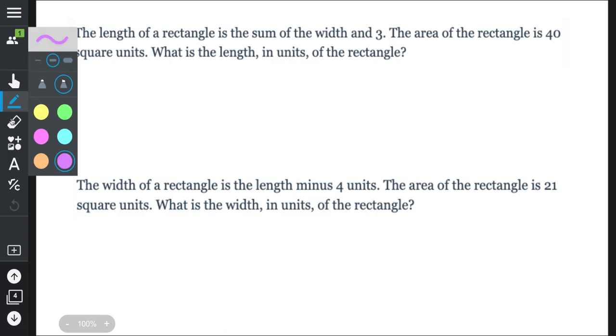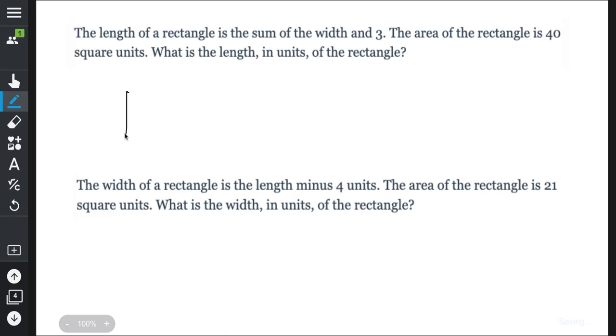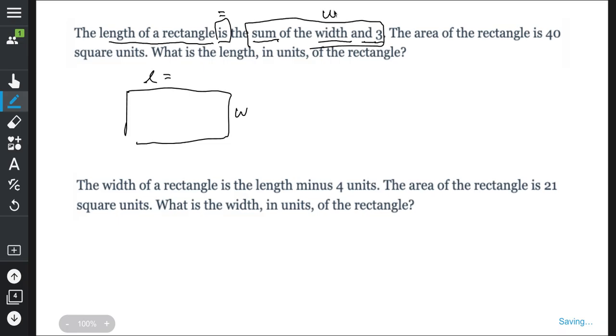Okay? Again, these problems are all going to be more or less the same. You're going to draw a rectangle. The length of a rectangle is always equal, this time, to the sum of the width and 3. Well, this is width, L and W, but L is the sum, which means width plus 3. There we go. There's the setup. The area is 40 units.